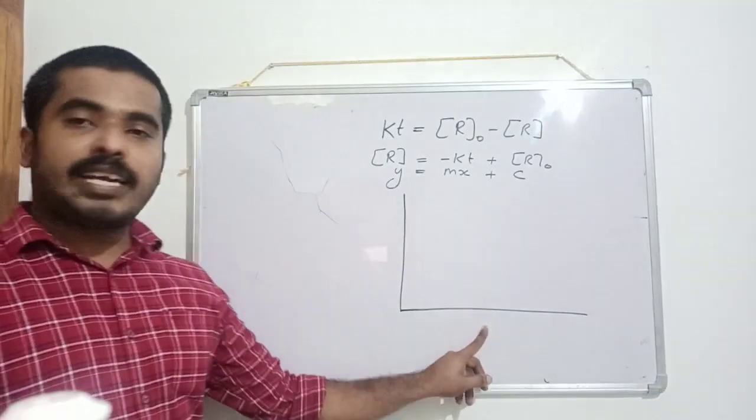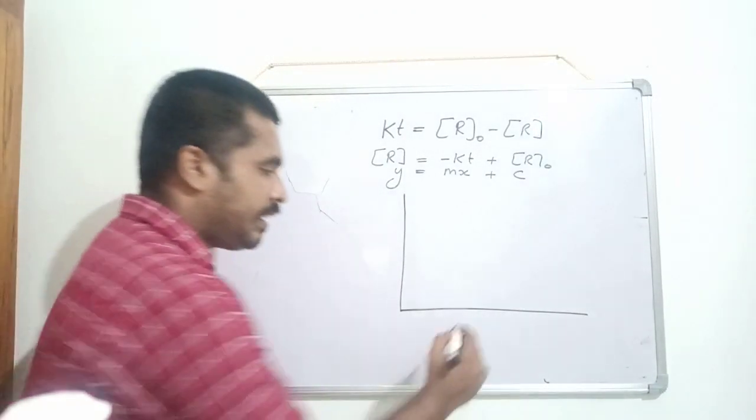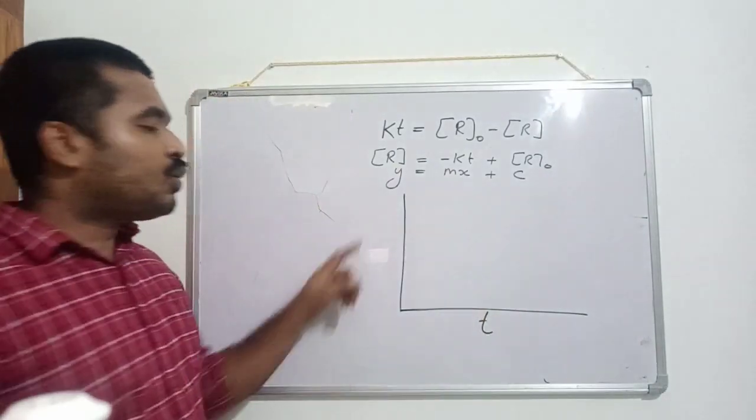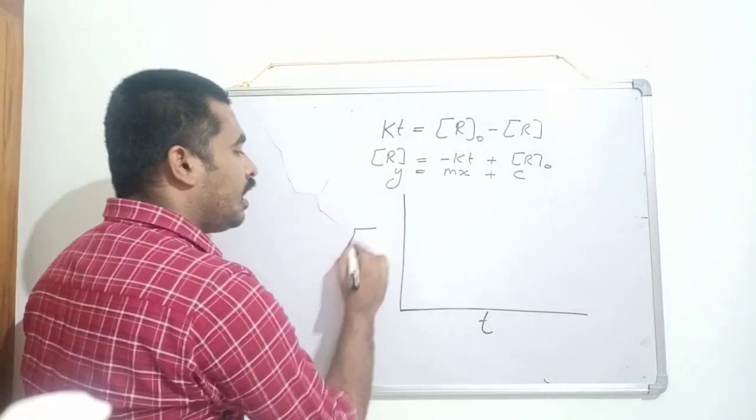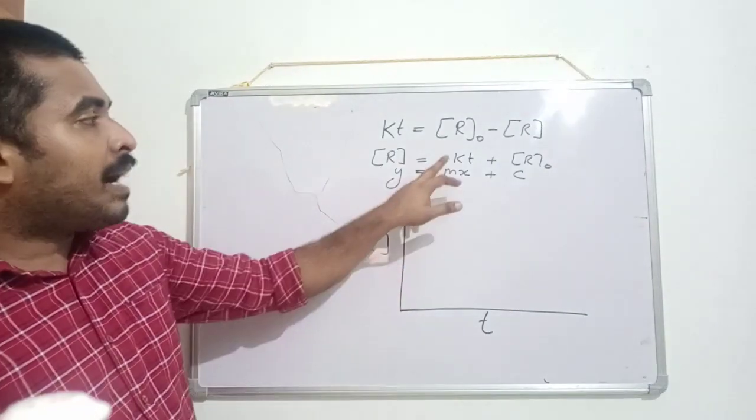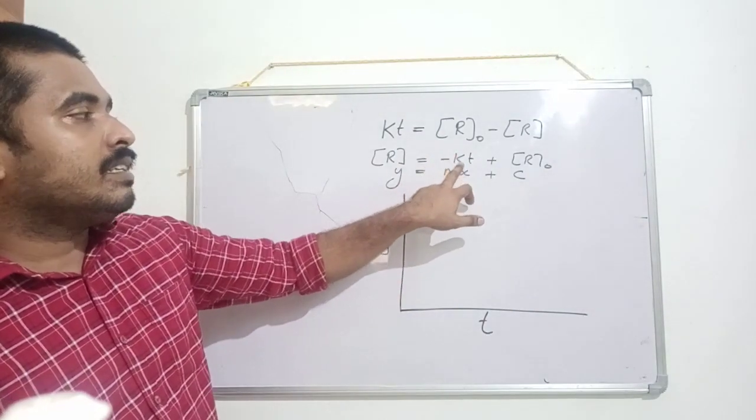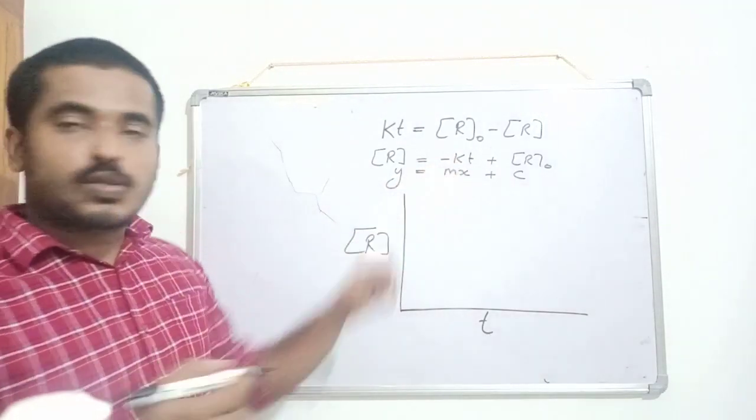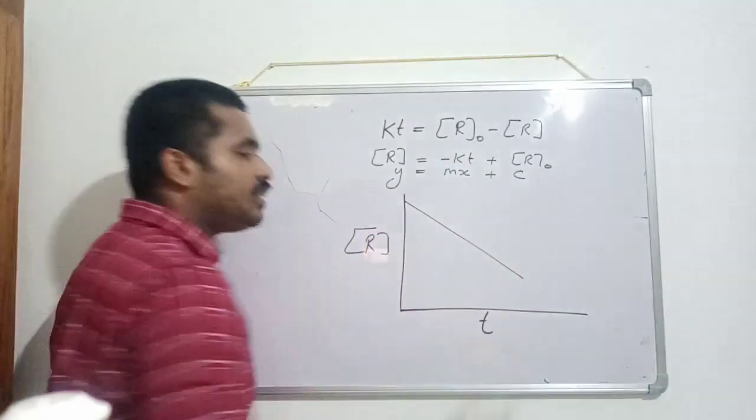See, x-axis, what should I write here? X-axis, time. What should I write in the y-axis? R. How will the graph look like? Minus kt. See, minus kt, negative slope. So the graph should go like this.